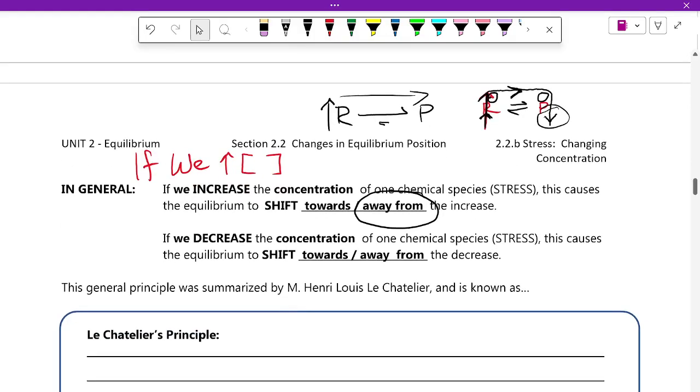If we decrease a concentration, so let's say reactant, product. If I were to decrease my concentration of reactant, and I put my little pulley system here, which way would the top part of the rope be moving? It would be moving to the left, which is away, towards the decrease.